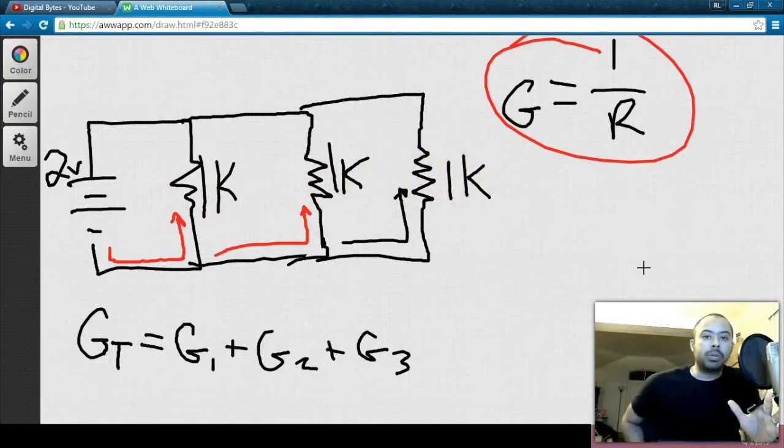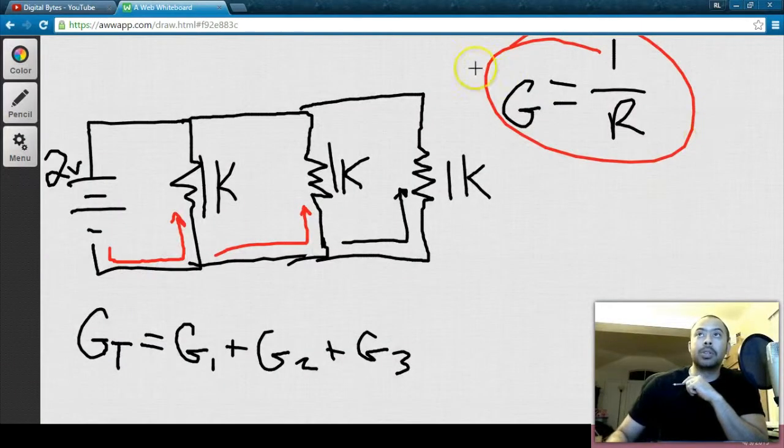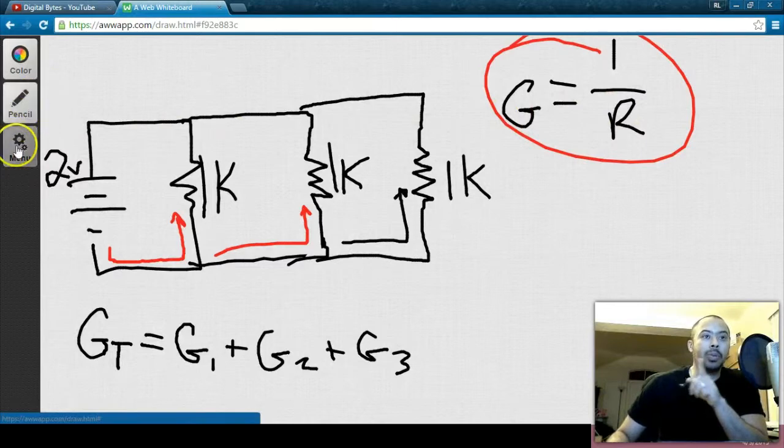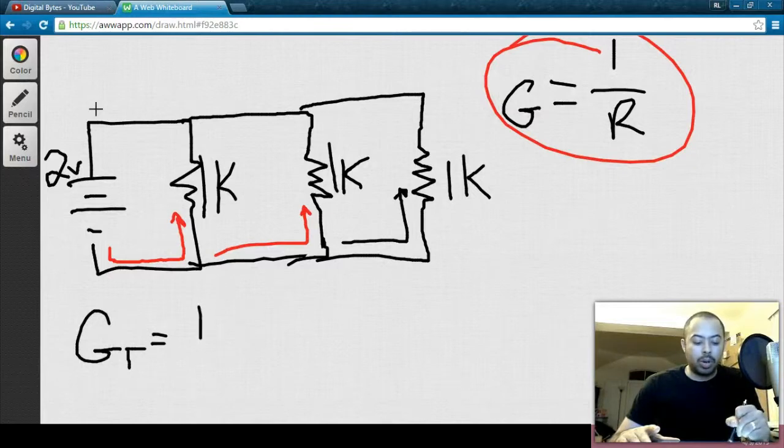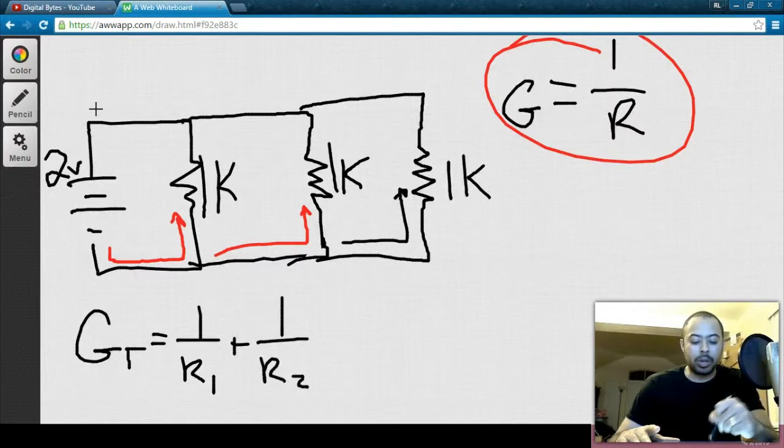Okay, well, that's all well and good, but we don't care about conductance. We want to find resistance. So what they do is this: the relationship between conductance and resistance is up here. Conductance equals 1 over R. So here's how the formula is created, and I'm going to get rid of the conductance formula so we can have some extra space. Alright, so knowing that conductance formula, what they create is this. They say GT also equals 1 over R1 plus 1 over R2 plus 1 over R3.